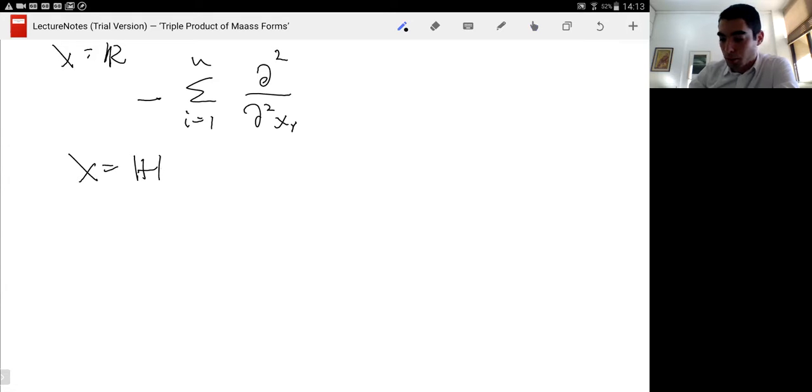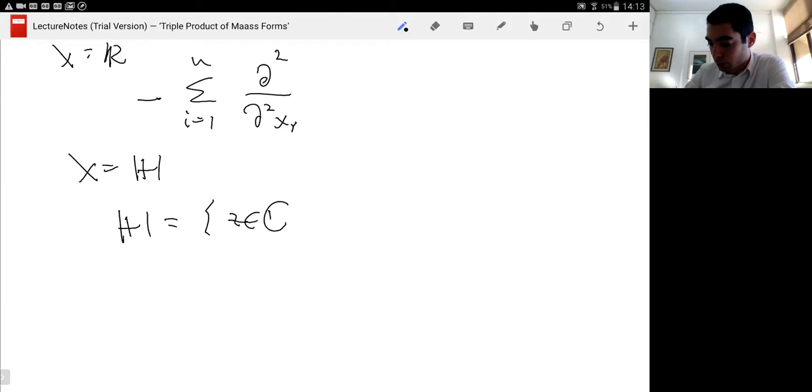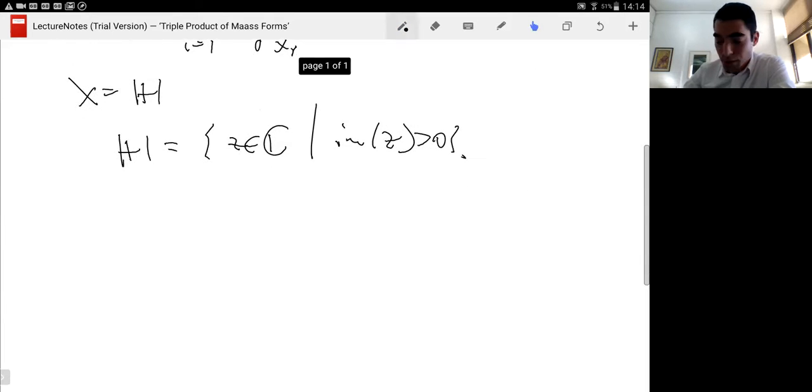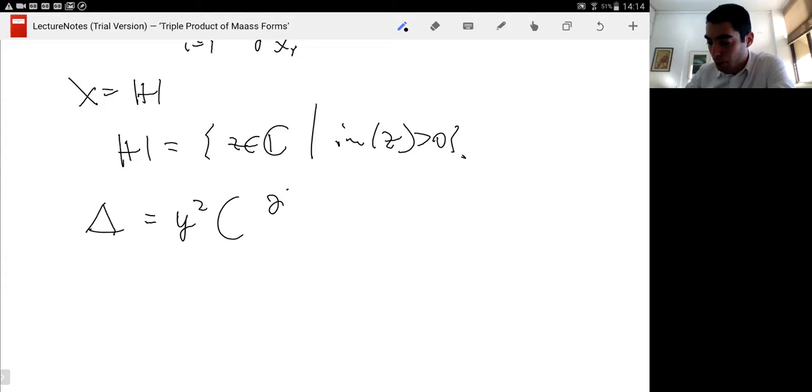So this Riemannian manifold I defined here has a concrete model. It is the upper half plane with the hyperbolic metric. In this case, it is easy to compute that the Laplacian is actually y squared times the Euclidean Laplacian.